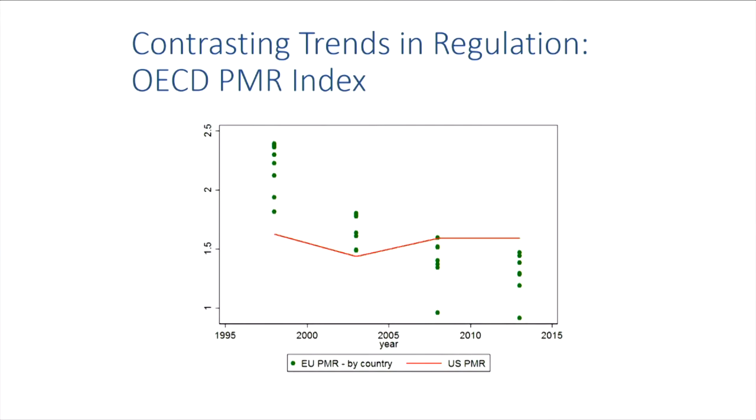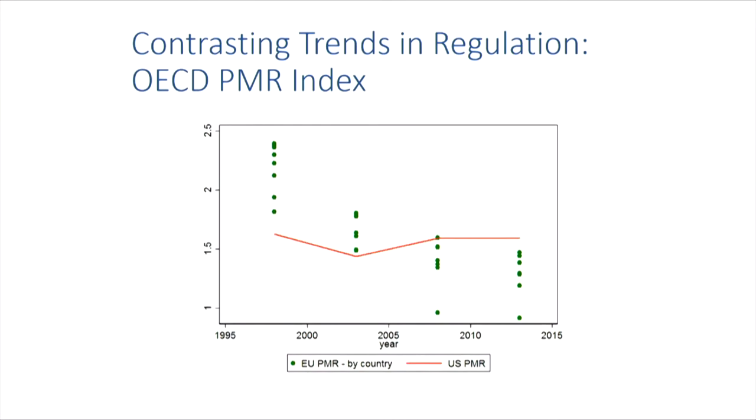So these are the 8 European countries in our data. Remember, the OECD PMR indexes are every 5 years, okay? So that's why you only have 4 of them here. Every single one of the 8 countries was above the US in terms of product market regulation in 1997. Okay? They went down over time. Today, in the last vintages, every single one of these 8 countries is below the US in terms of product market regulation. So I think that's an important factor.